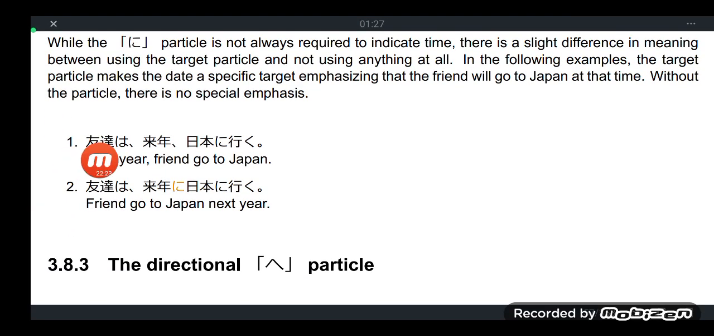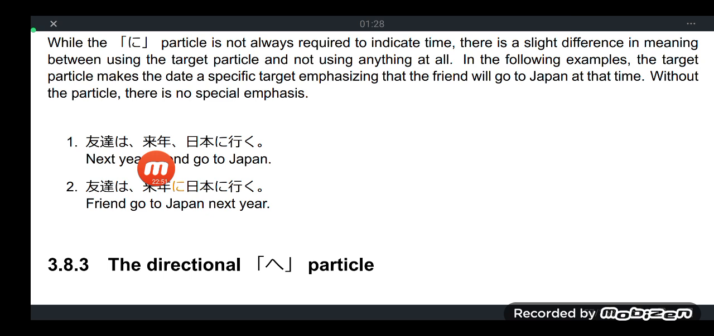So, tomodachi is like this. In the time element in this sentence, ni was not used. It's like this. Tomodachi wa rainen. Rainen means next year. Rainen nihon ni iku. Next year, friend go to Japan. Tomodachi is friend. Tomodachi wa rainen nihon ni iku.